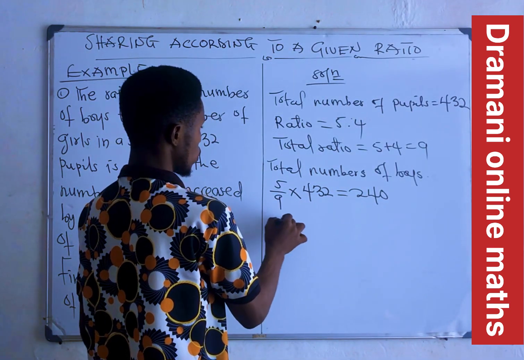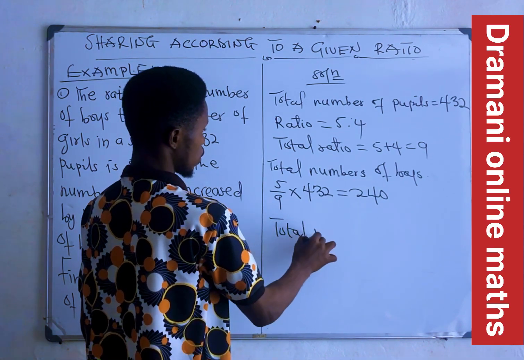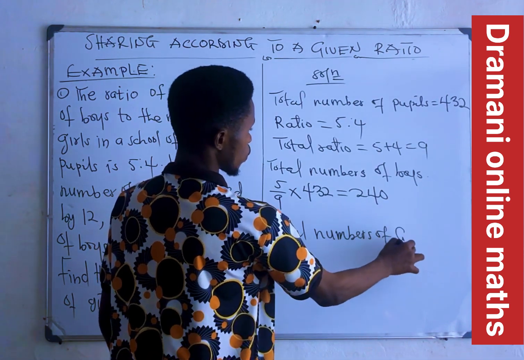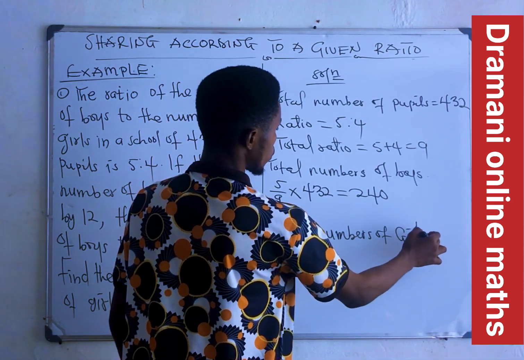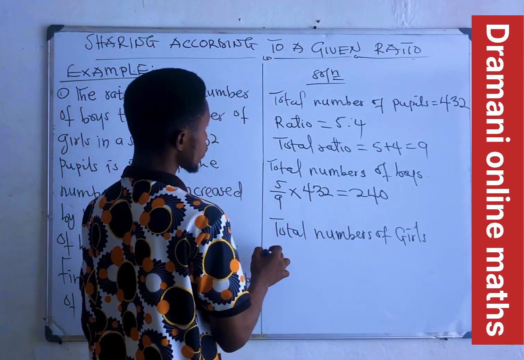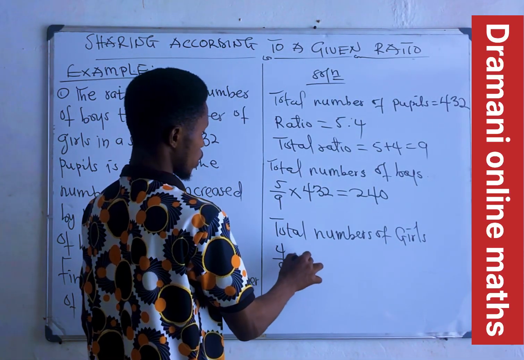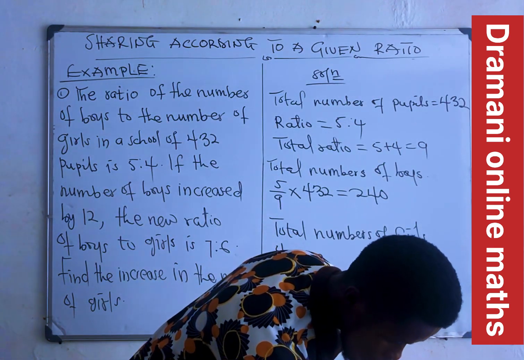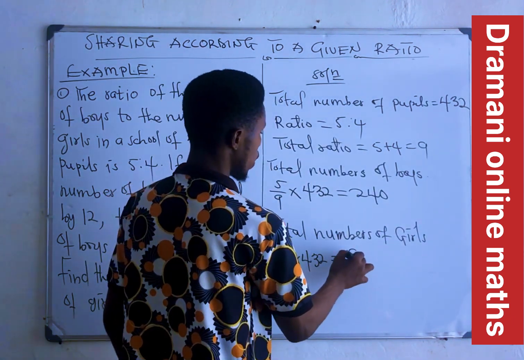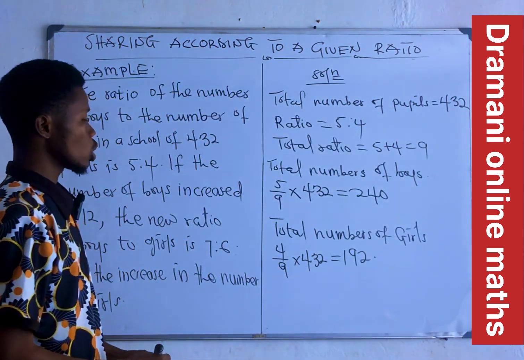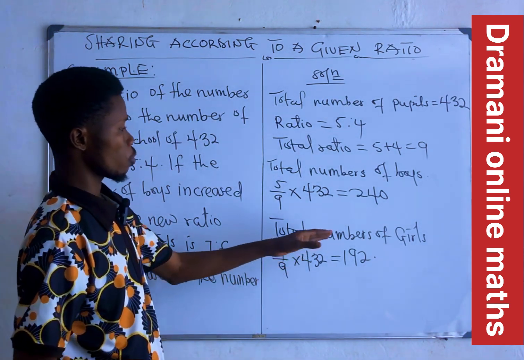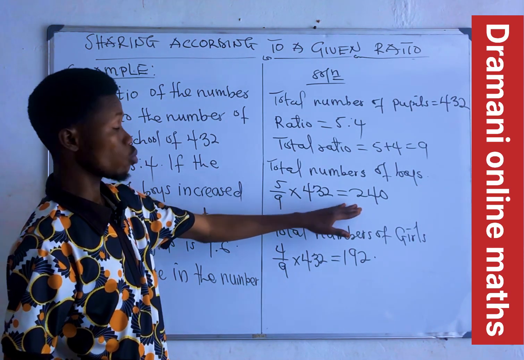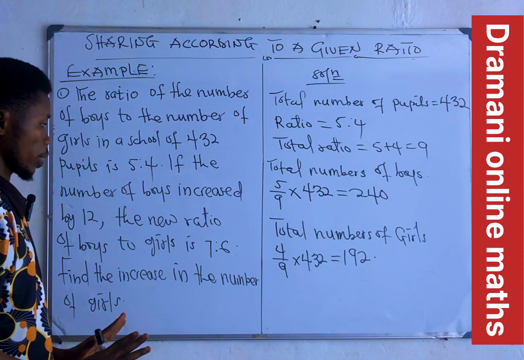Then also, the total number of girls will be 4 over 9 times 432. Is that okay? If I use my calculator again, that gives us 192. So these are the total number of girls in the school and the total number of boys in the school. Now, we're done with that one, right?